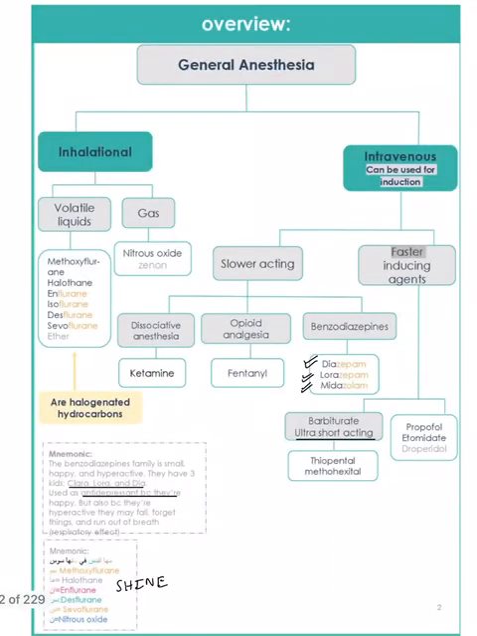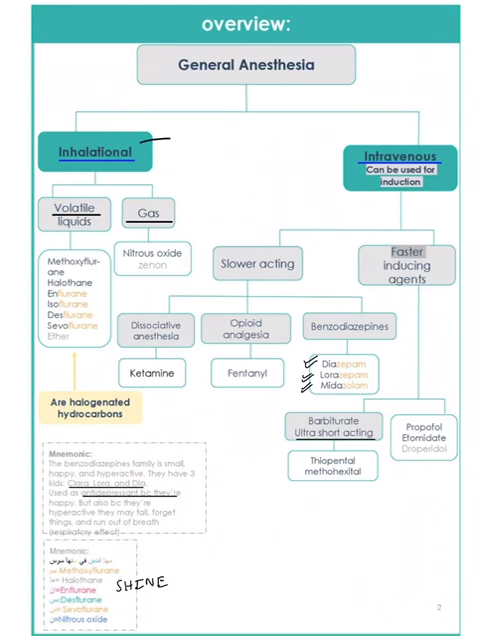Now coming further, how do you classify the drugs used in anesthesia, guys? Okay, so we have inhalational drugs and we have intravenous drugs. How do you classify inhalational? We have volatile liquids and we have gases. If you talk about the volatile liquids, what are the things that we have here, guys?